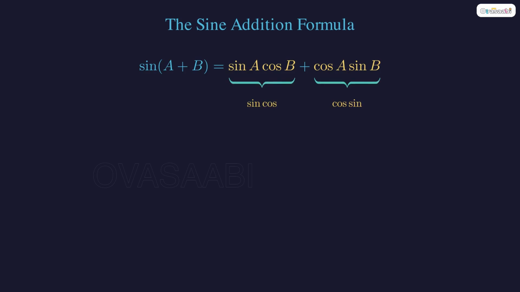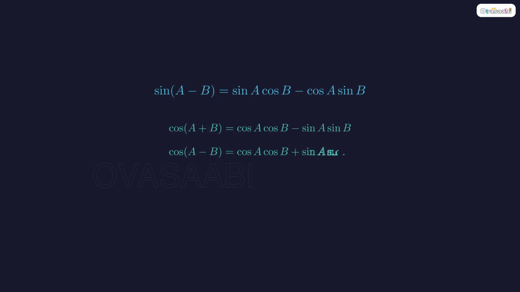Here's the formula. Sin of A plus B equals sin A cos B plus cos A sin B. Notice the pattern: sine cosine, cosine sine. For sin A minus B, just flip the middle sign to minus. For cos, it's cos cos minus sine sine, and cos A minus B flips to plus.